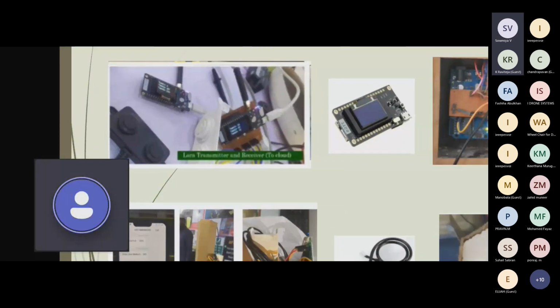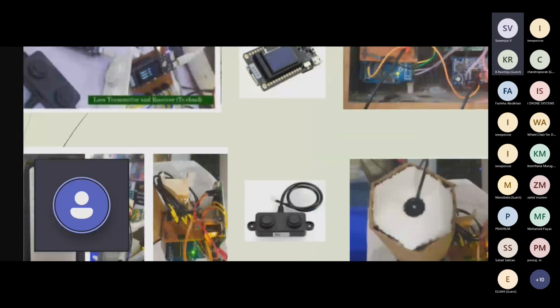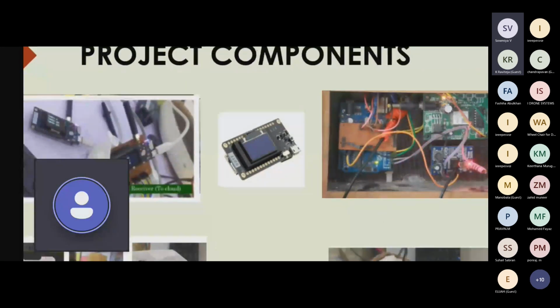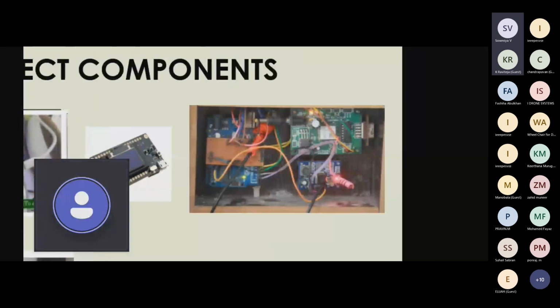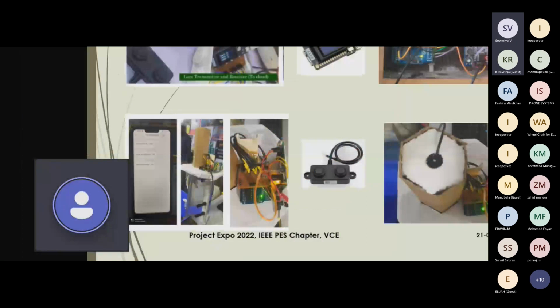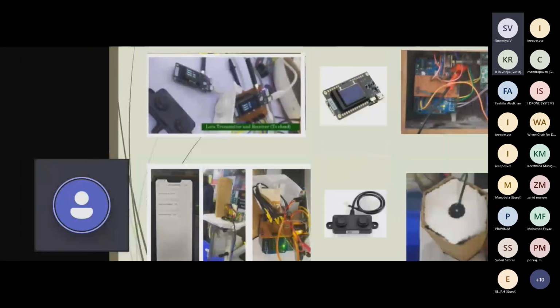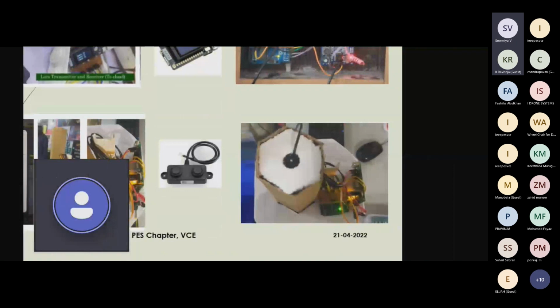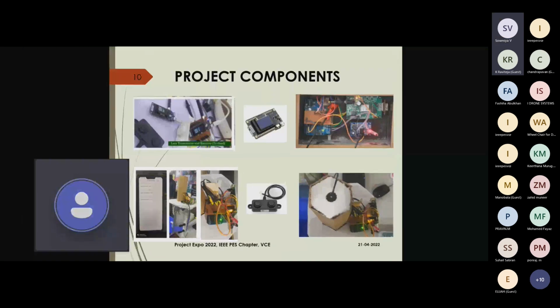These are the advanced technology using LoRa, and this is the TTGO LoRa32. These are our microcontroller, Arduino and GSM module, and this is the overview of the advanced technology using LoRa. This is the ultrasonic sensor, and these are the components used in the project.